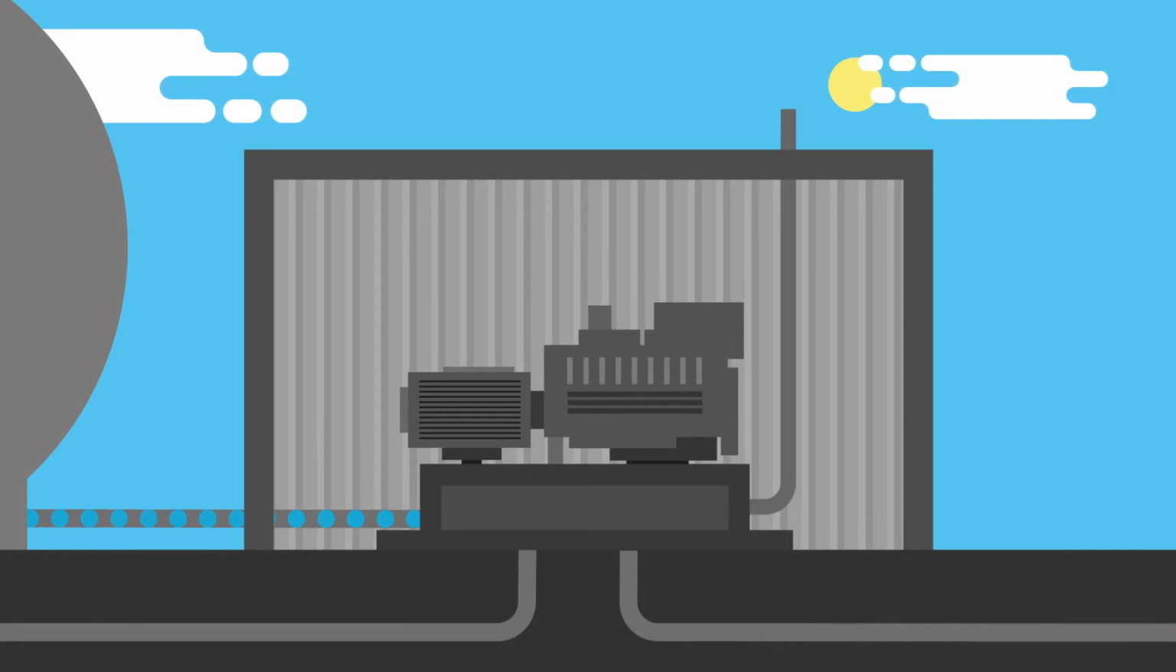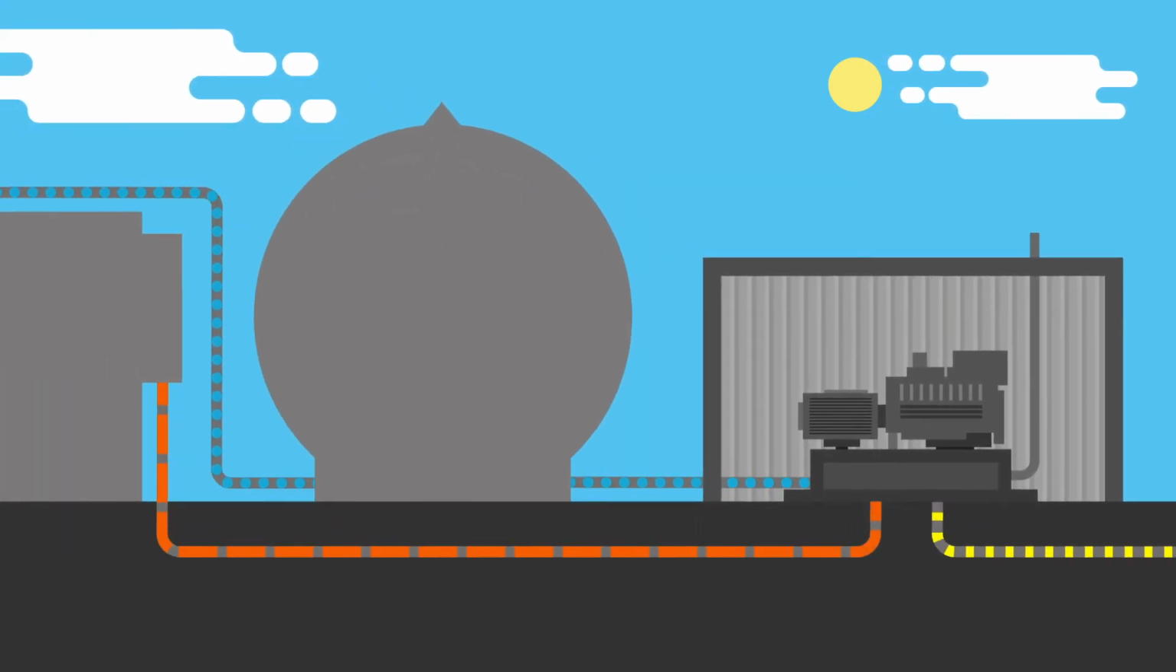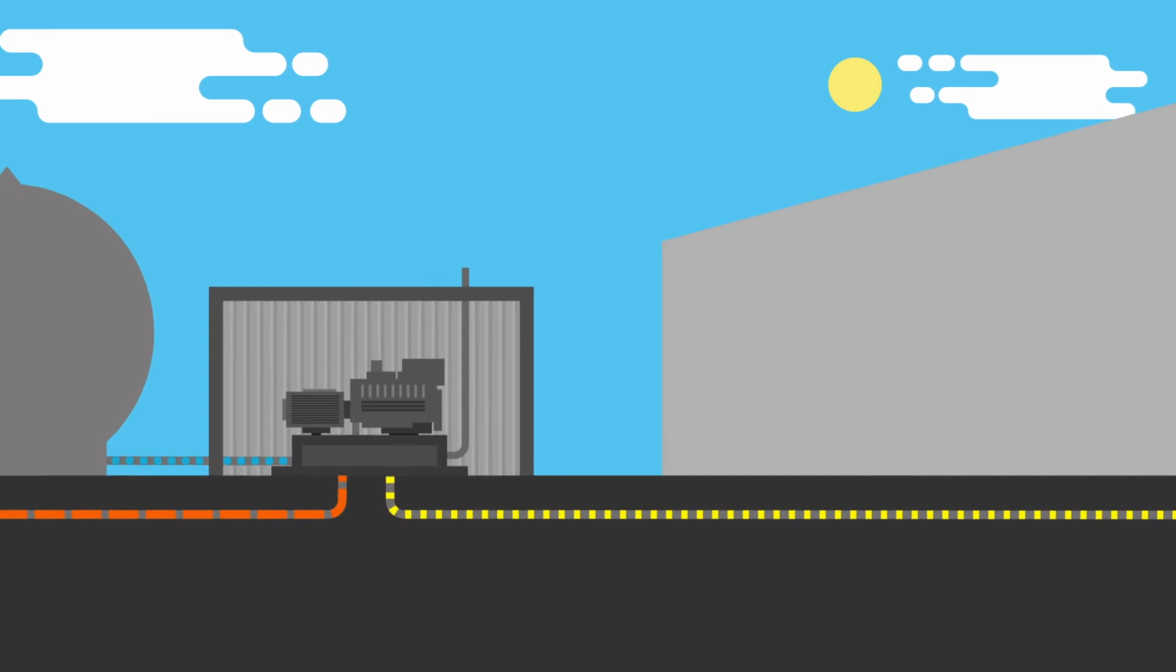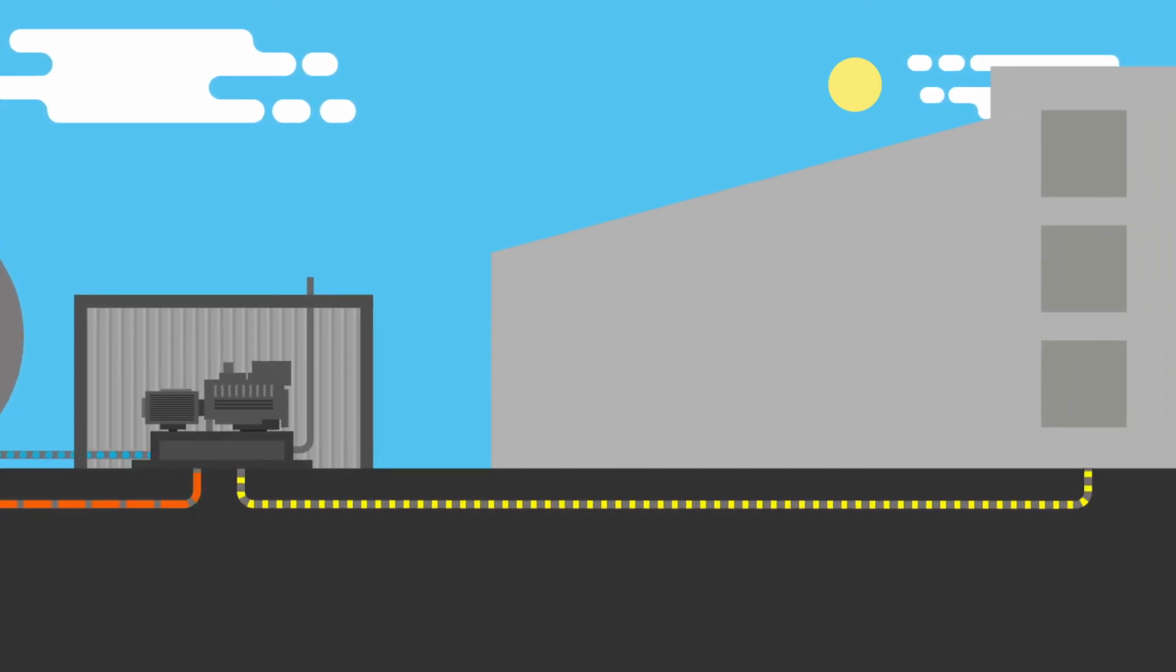This biogas is used to power a 0.5 megawatt combined heat and power unit to make heat and electricity. The heat is used in the AD and the electricity on site. This provides over a third of the whole site electricity use.